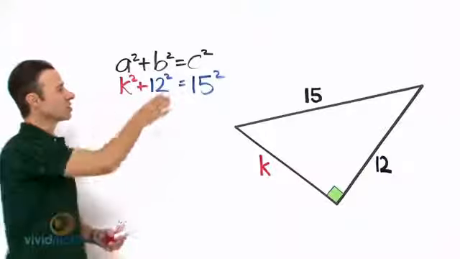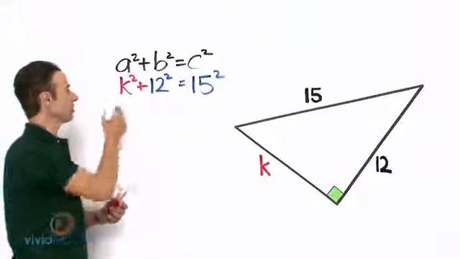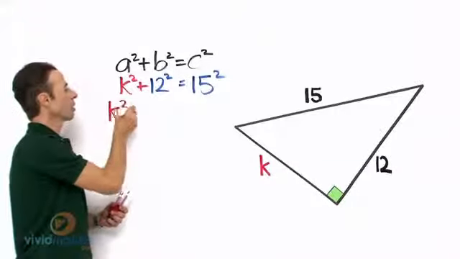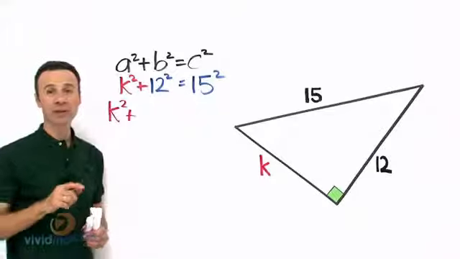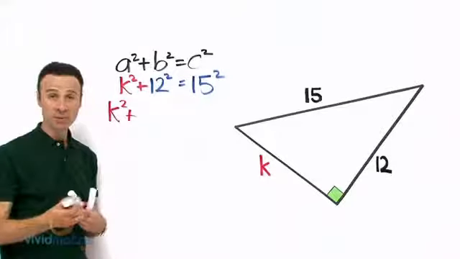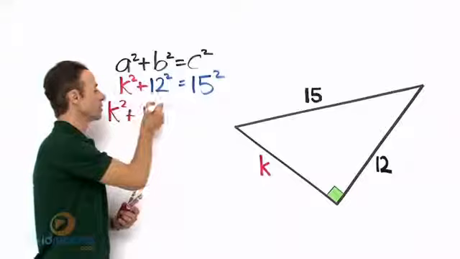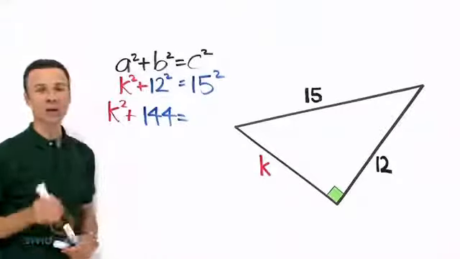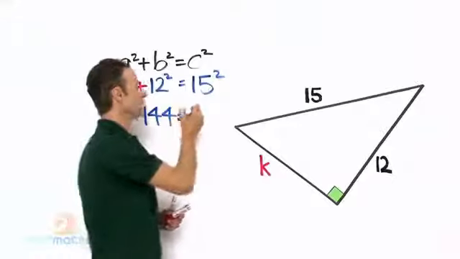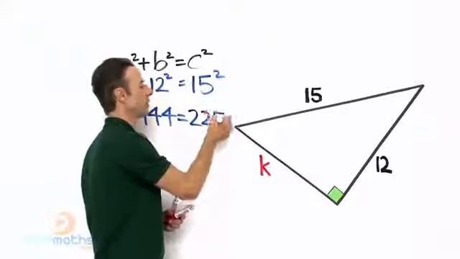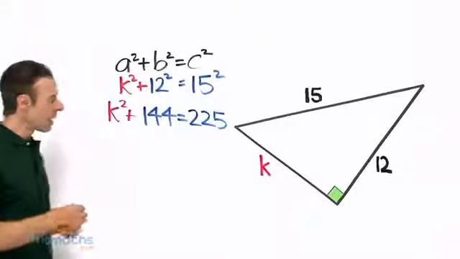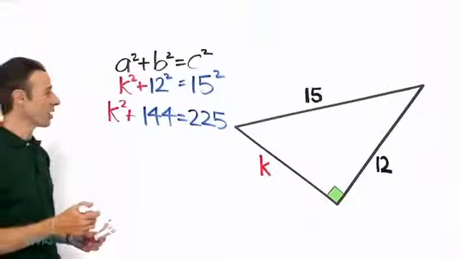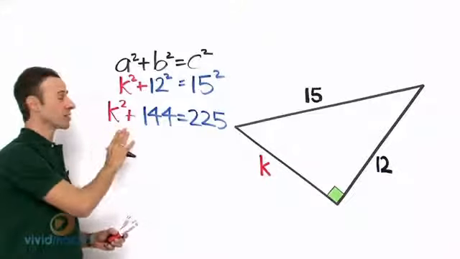So now let's expand the squares. So that's going to give us k squared plus, now 12 squared on the calculator, or if you remember, 12 times 12 is 144. And that equals 15 squared. And that's going to be 225. Okay, let's take away 144 from both sides so we can get k squared by itself.